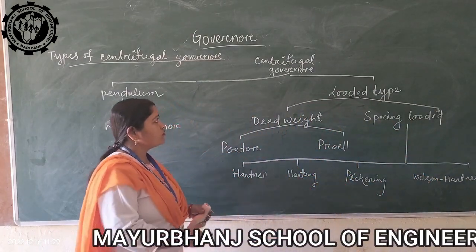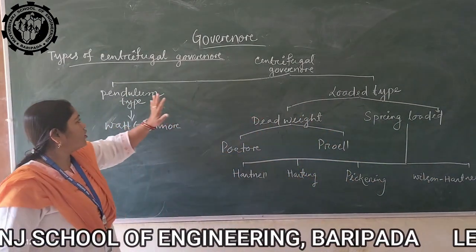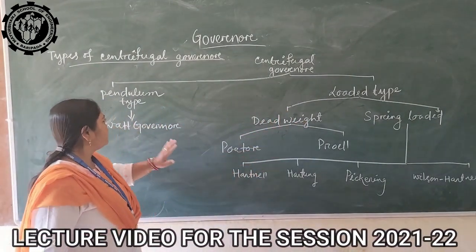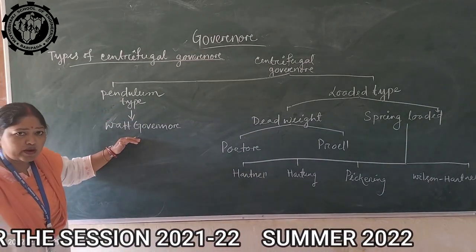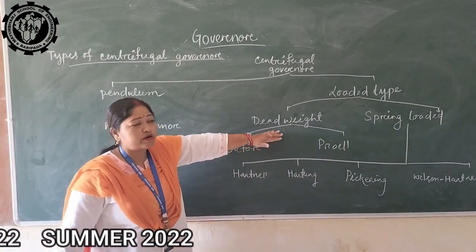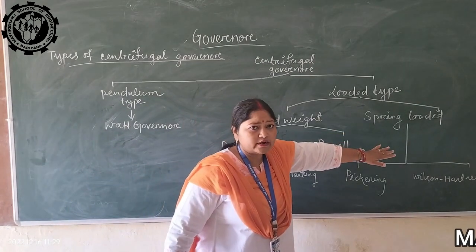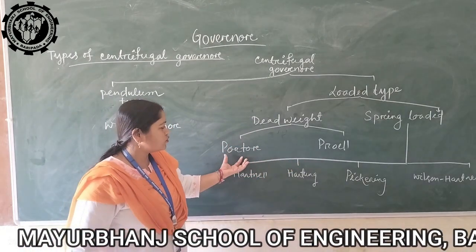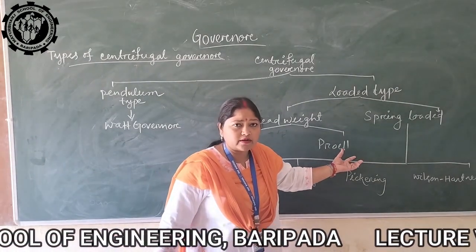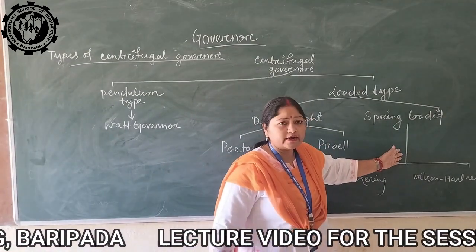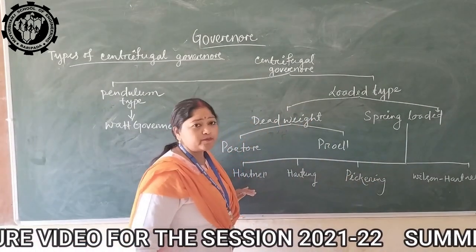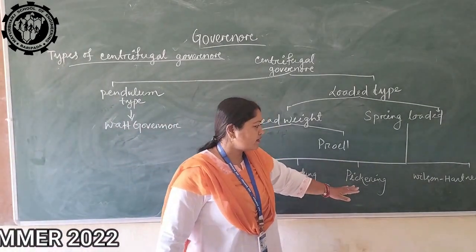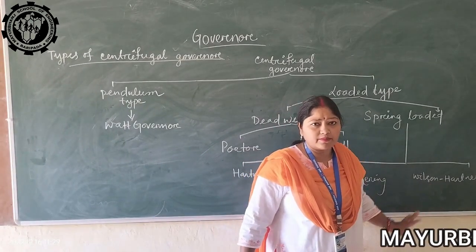Right? So centrifugal governor is of two types. One is your pendulum type governor, another one is your loaded type governor. Then your pendulum type governor is Watt governor, loaded type governor is your deadweight type governor and spring loaded type governor. Your deadweight type governor is again divided into two types: Porter governor and Proell governor. Similarly, your spring loaded type governor is of four types: Hartnell governor, Hartung governor, Pickering governor, then Wilson-Hartnell governor. Okay.